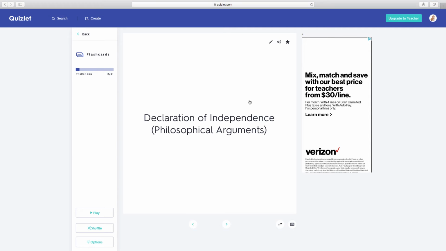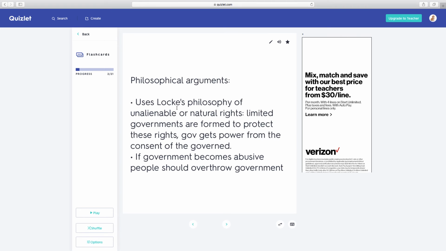So with the Declaration of Independence, the philosophical arguments, it mainly rests on Locke's philosophy, okay? So Jefferson is basically plagiarizing Locke at the beginning of this thing, uses Locke's philosophy of unalienable or natural rights, limited governments. A limited government is any government that's going to be constrained, okay, by something. It could be a guiding document like a constitution, or it could be constrained by the people and that they elect the representatives. That's what a limited government is, okay?